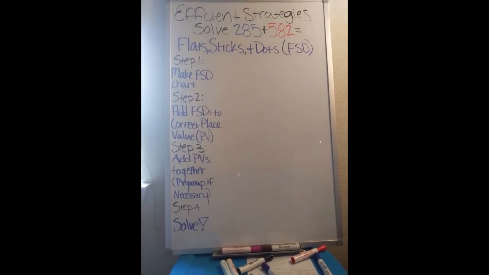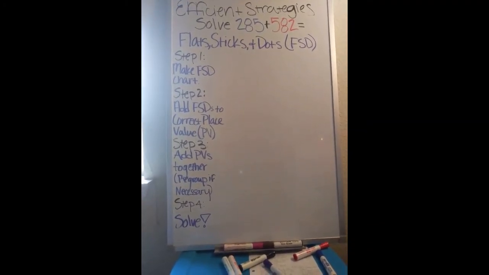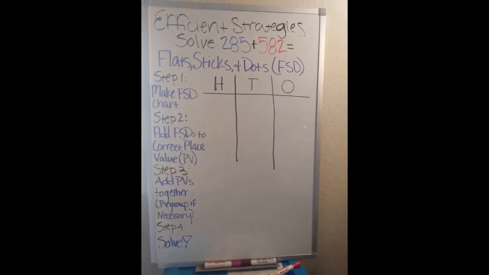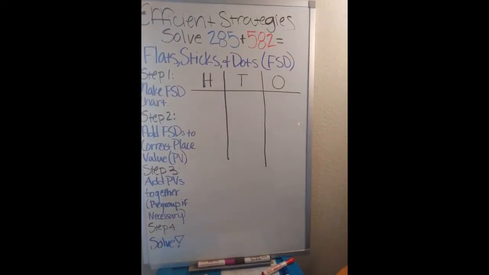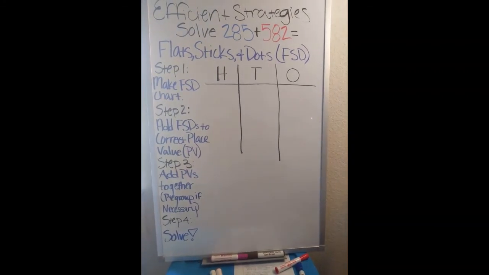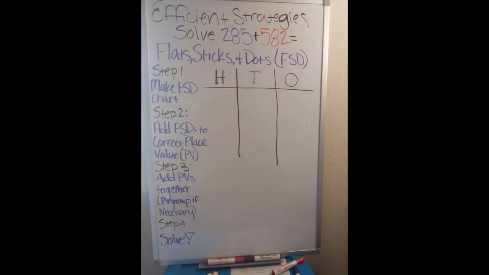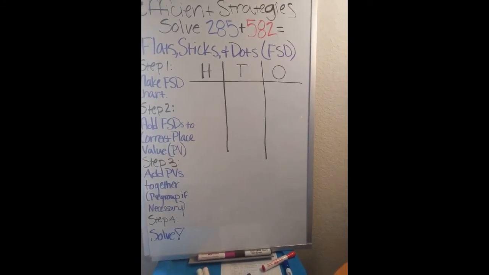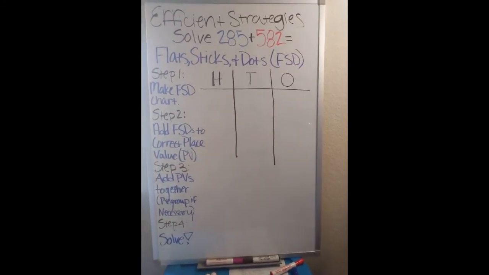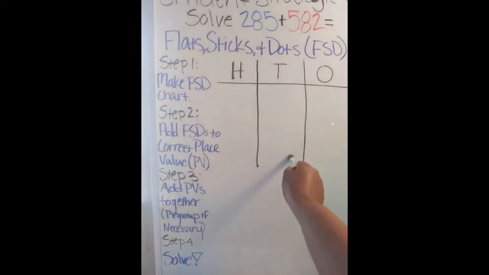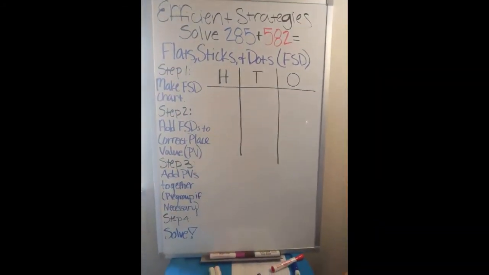First step is going to be making our flat sticks and dots chart. When creating your flat sticks and dots chart, you want to have 3 columns, 1 for each place value, right? So if we're doing 2-digit numbers, we wouldn't have an H. If we were just doing 1-digit numbers, we wouldn't have a T. But because we're doing 3-digit addition, we will have a ones column, a tens column, and a hundreds column.